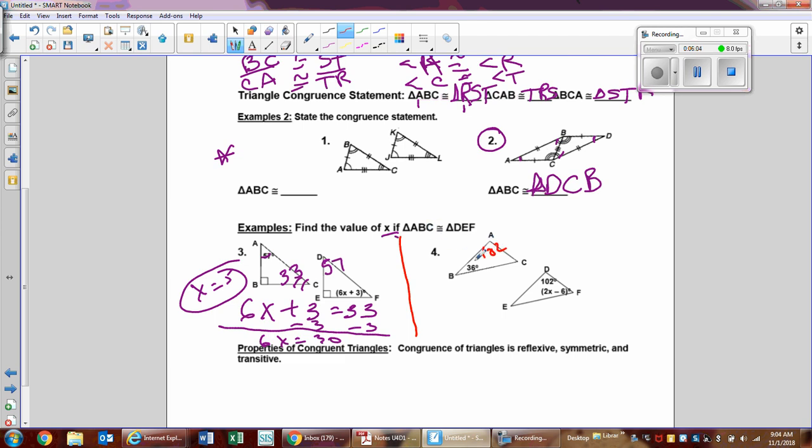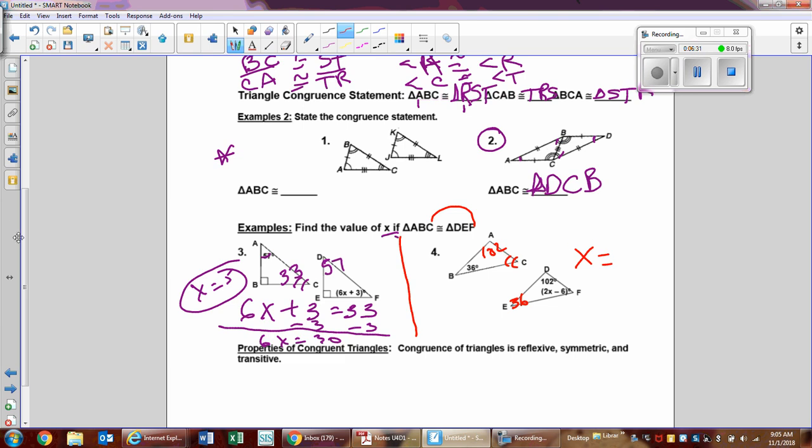B is congruent to E. E is going to be 36. And then C is going to be congruent to F. So what is C? I can subtract this from 180, find out what C is, and then make F equal to that piece. Right? So I want you guys to go ahead and do it and solve for X for number 4. So what is it going to be for X?